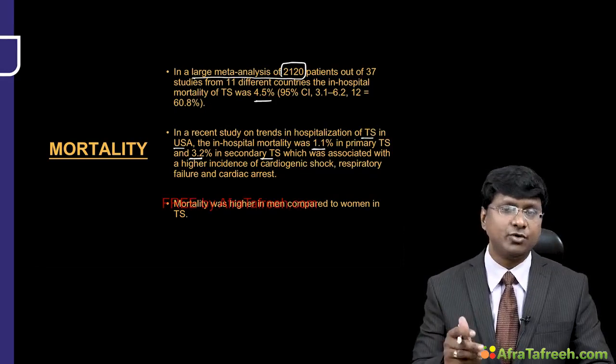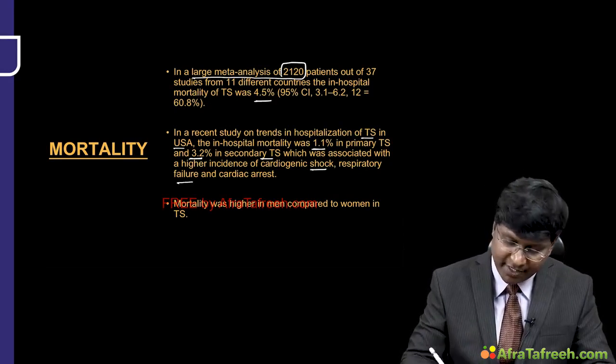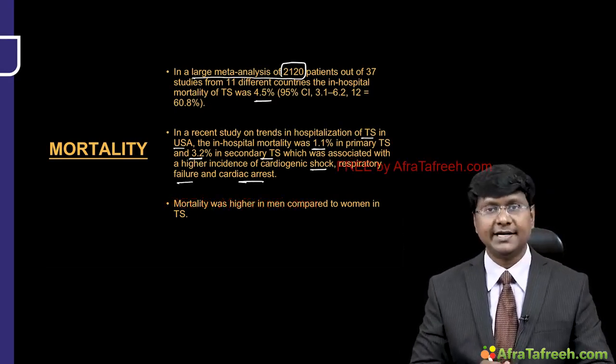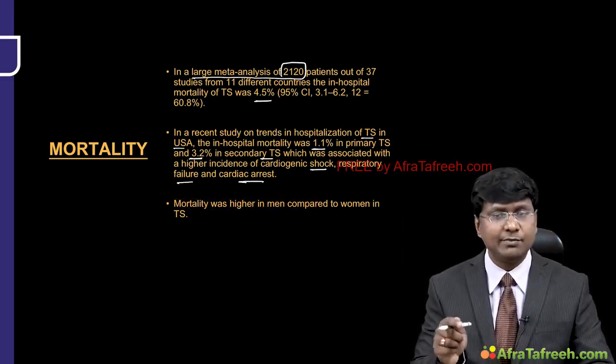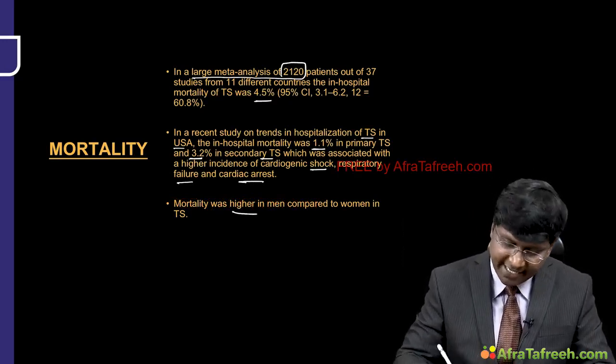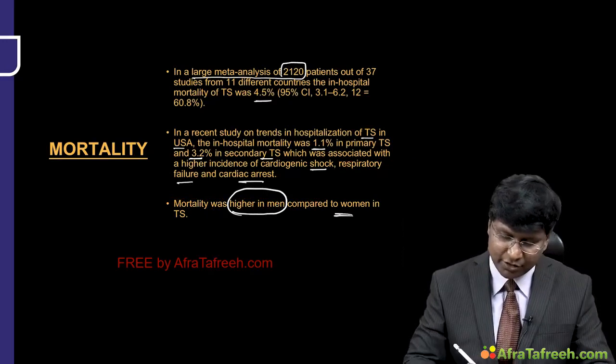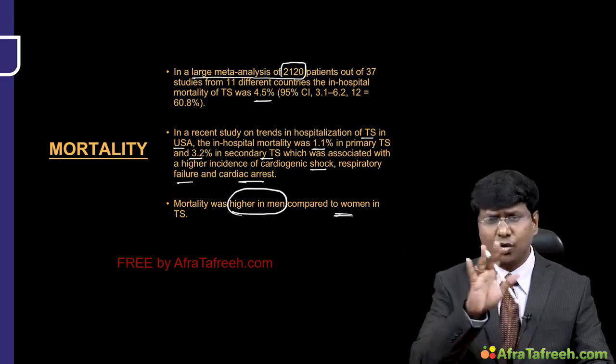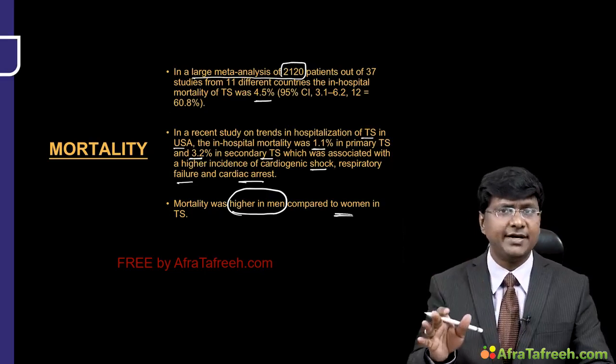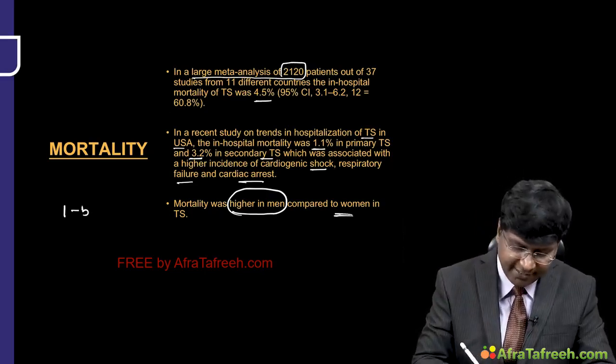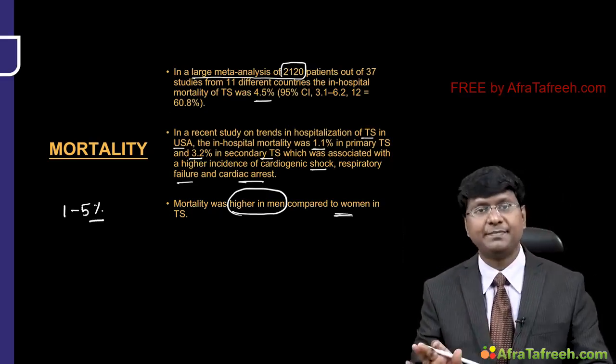And what was the cause of the mortality? That is cardiogenic shock, respiratory failure, as well as cardiac arrest. And what has been found is, even that mortality, whatever is happening, it is higher in men compared to women in Takotsubo cardiomyopathy. So overall, if you take primary as well as secondary Takotsubo cardiomyopathy, the mortality rate is around 1 to 5%.